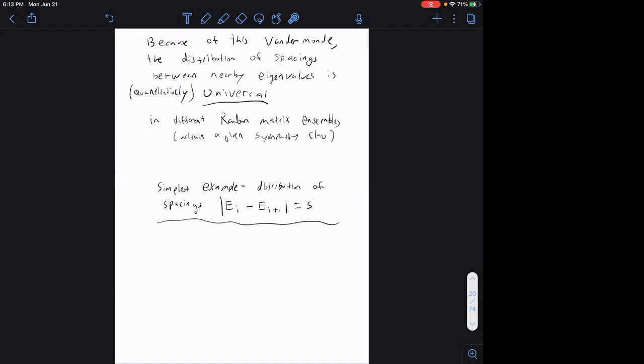The first example of that is we're going to say, given a random matrix from this GUE symmetry class, what is the distribution of the nearest neighbor spacings? So E1 minus E2, E2 minus E3, E3 minus E4. What is the probability of any one of those being of size S? In general, it's actually very difficult to find that distribution.